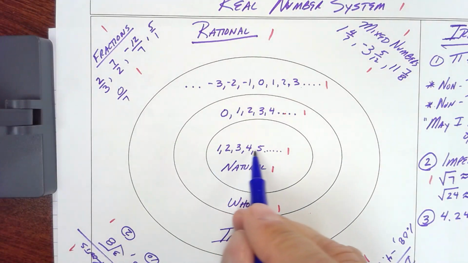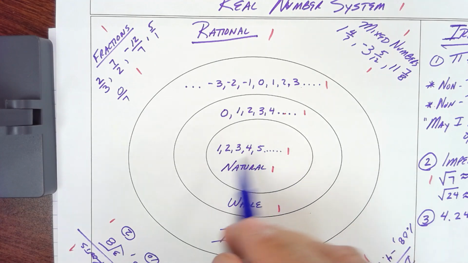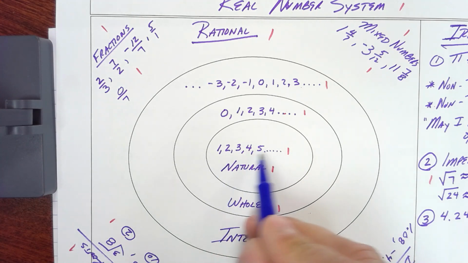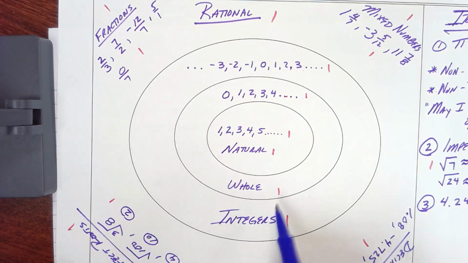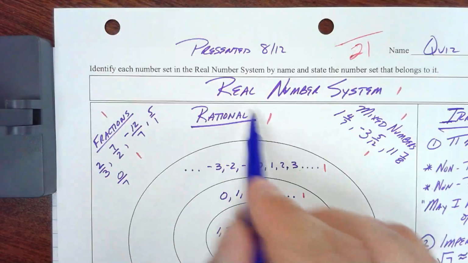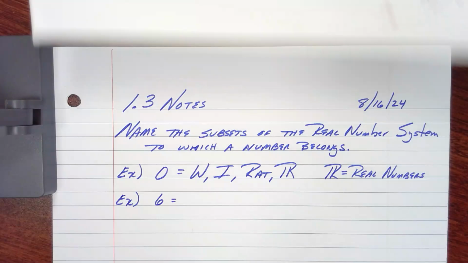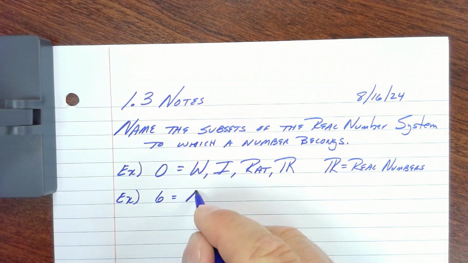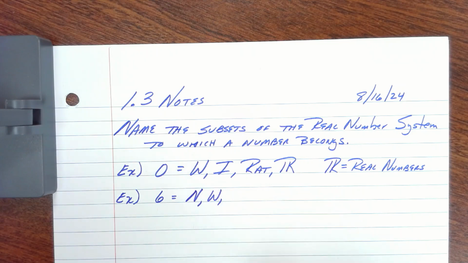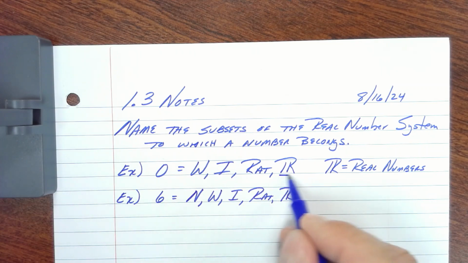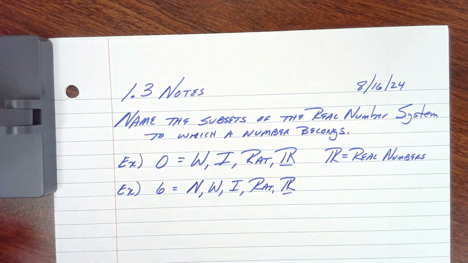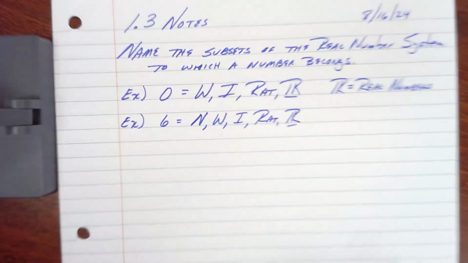Well, I got to think about this. 6 would have been one of those numbers that I was counting to. Eventually, after I got 1, 2, 3, 4, 5, I would have gone to 6. So it's been a natural number, a whole number, an integer, a rational, and a real. So I'm going to write this out as an N for natural, W for whole, I for integer, rational, and real. You always want to finish up with real number, with it being a real number.